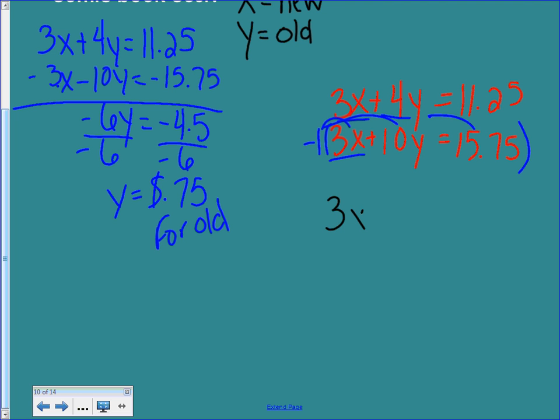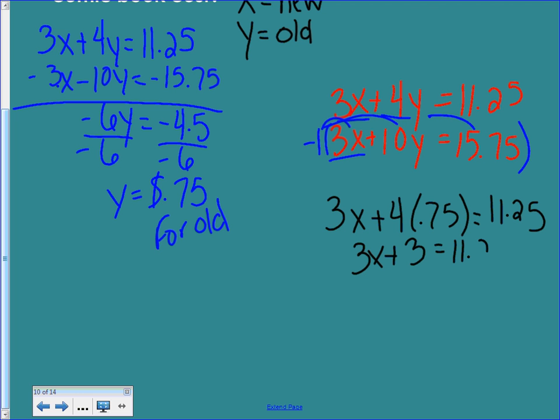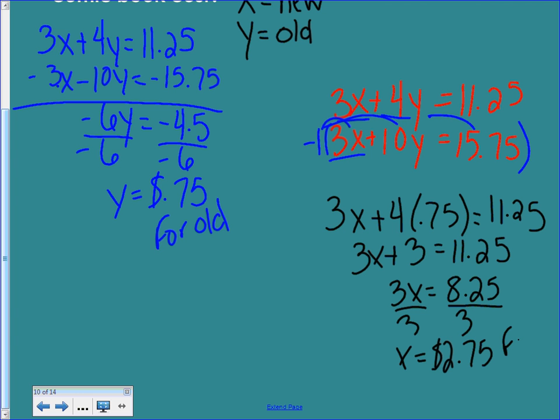I'm going to get 3x plus 4 times 0.75 is equal to 11.25. So simplifying that out, I get 3x plus 3 is equal to 11.25. Subtract 3 from both sides, and I get 8.25. Divide both sides by 3, and I get that x is equal to $2.75 for new comic books. So make sure you tell the difference between those two.